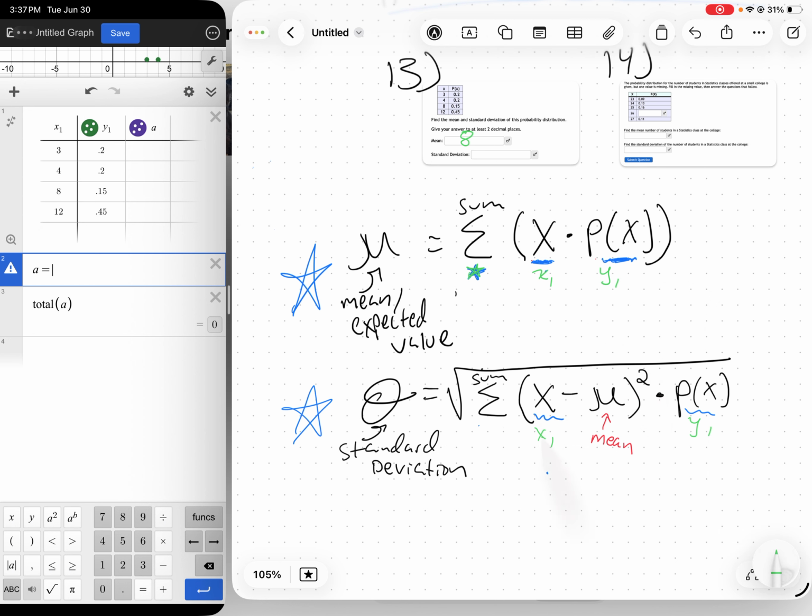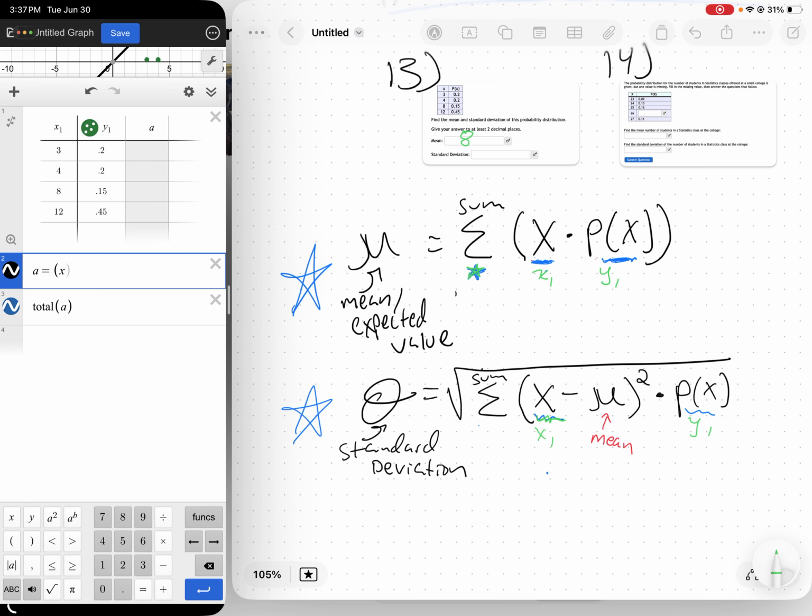First step is we're taking every single x value, which is x1. So I'm going to open a parentheses, x1. We're going to subtract the average, the mean that we did in the last video, 8. Then the next step is to square it. And the last step is to multiply it by its probability, which we have in y1.